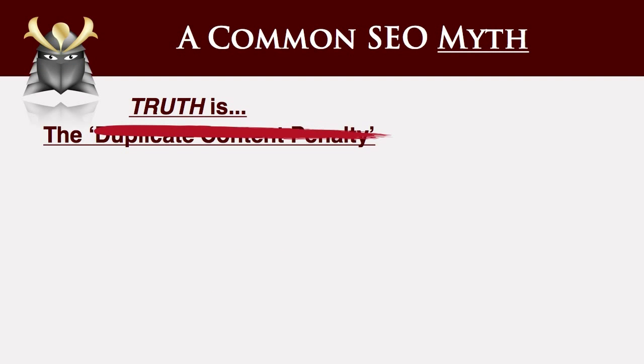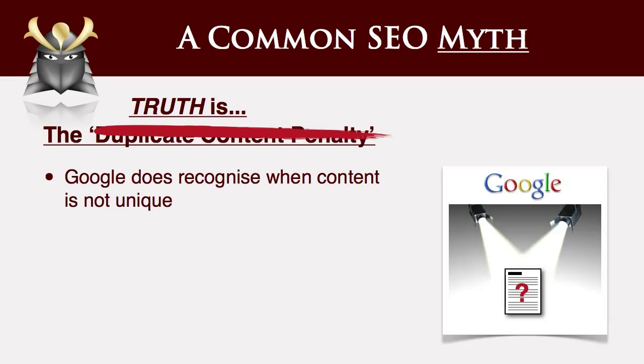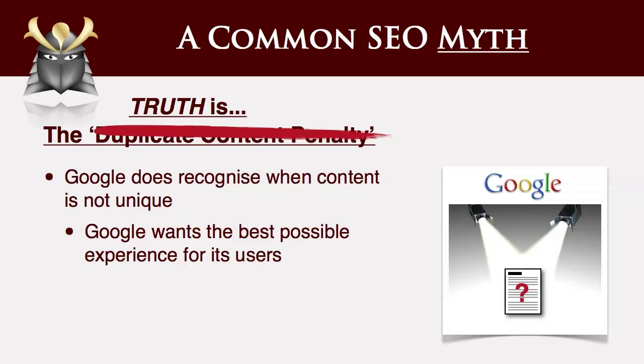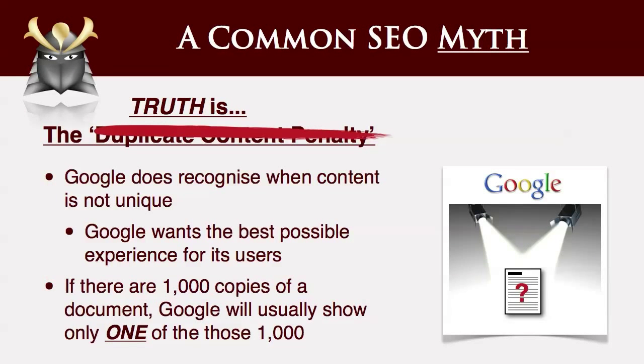The truth of the matter is this: Google does recognize and can detect when content is not unique. However, Google wants the best possible experience for its users. If you type in a keyword and the first 10 pages of Google are filled with exactly the same article, this does not result in a good user experience. So, if there are 1,000 copies of a document on the internet, Google will usually show only one of those 1,000 articles in the search results. The one copy that gets shown is based on the highest authority version of the article. It is usually the version of the article that has the greatest quantity and quality of backlinks.